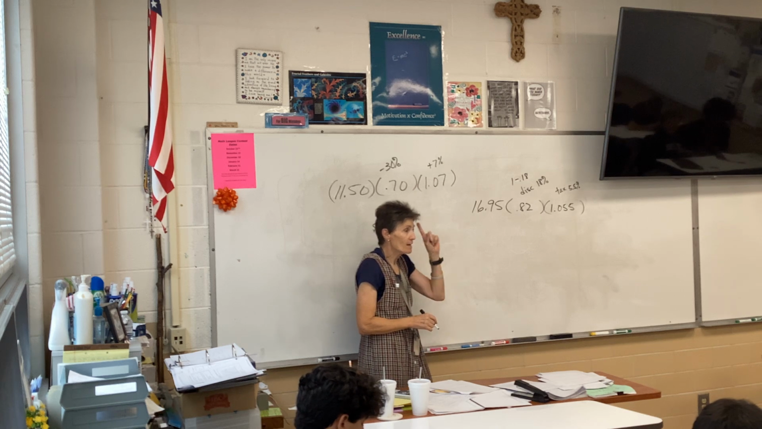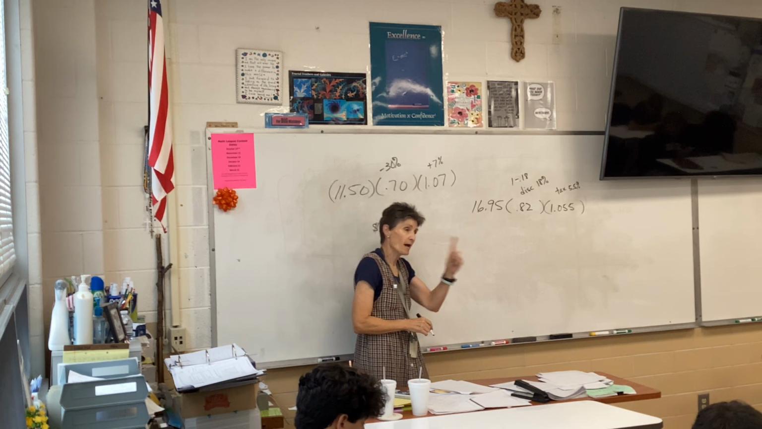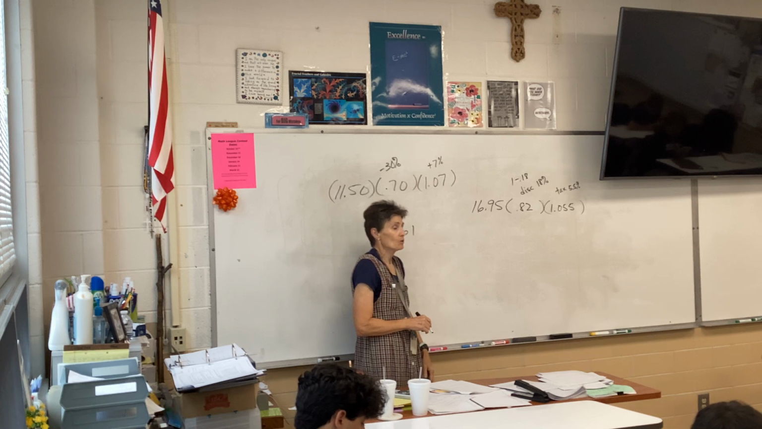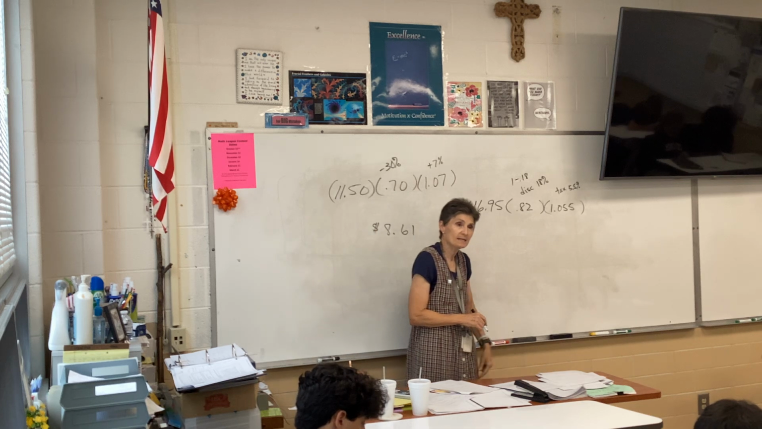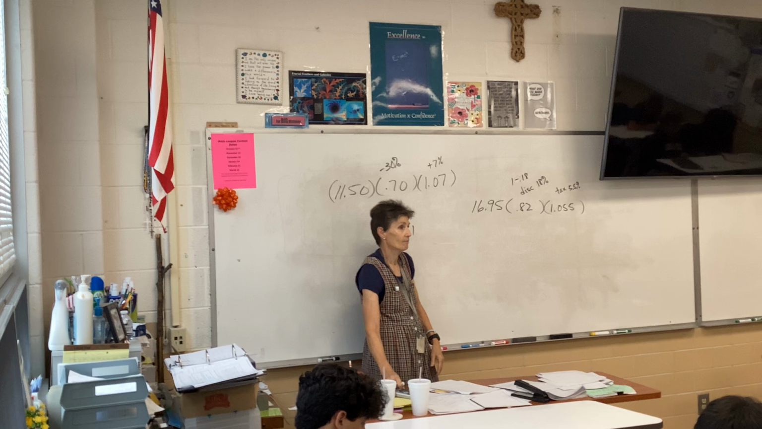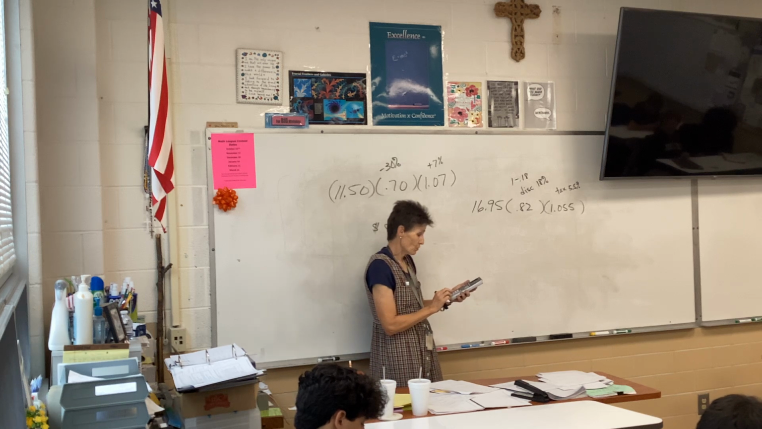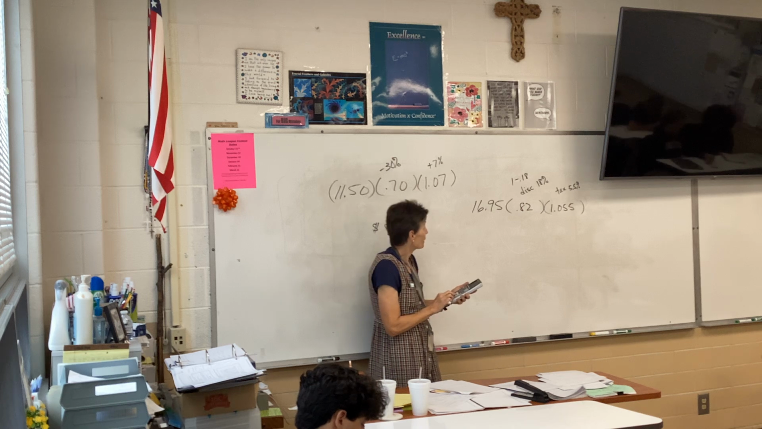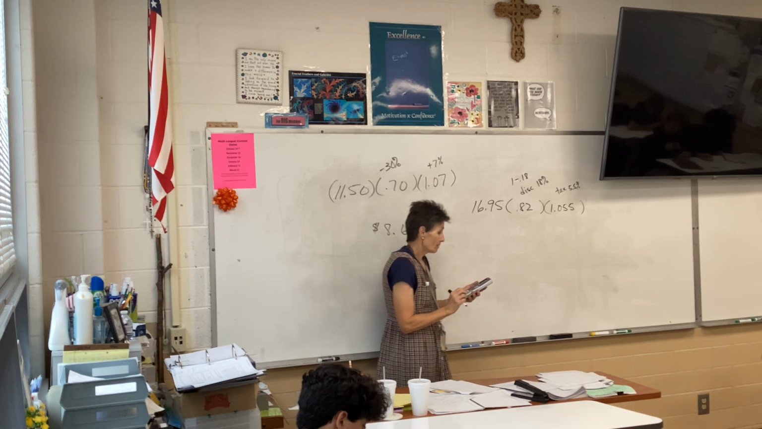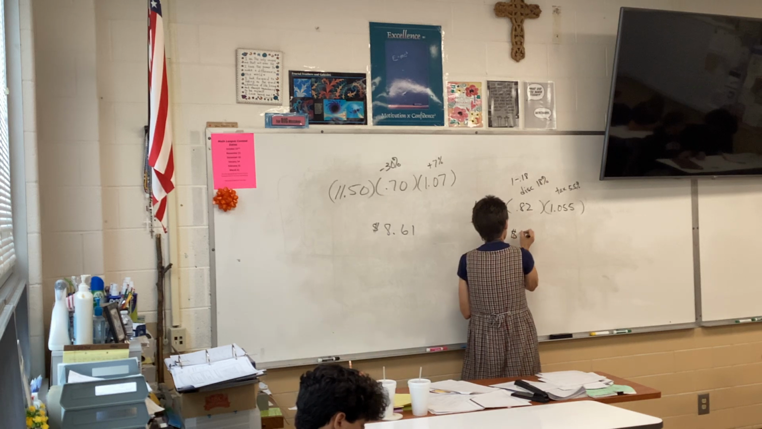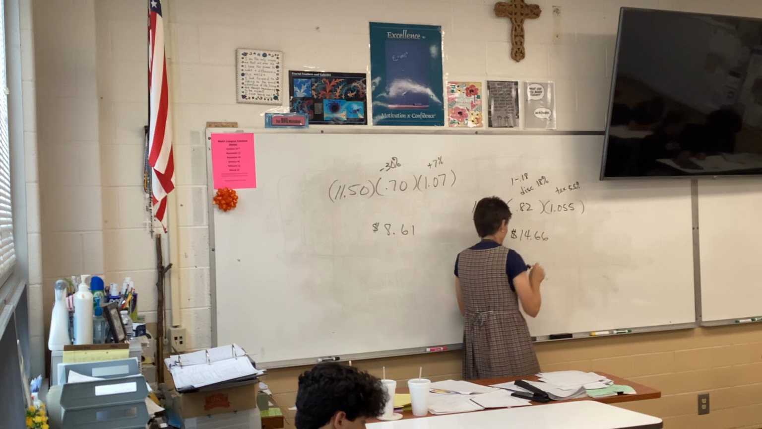Remember, you're not going to multiply by 18, you're not going to multiply by 5.5. You're going to multiply by 1 minus 18 and 1 plus 5.5. And that shirt is going to cost you how much? $14.66. Okay. Not too shabby.